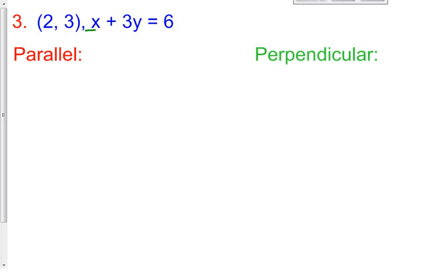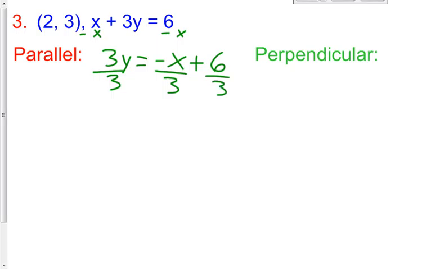First thing we do is we subtract the x. Minus an x, minus an x. So now we have only 3y on the left, and we have a negative x and a positive 6 on the right. And then we have to divide by 3. Tricky part on this one is you have to divide everything by 3. So make sure you do that to every single term. So y equals a negative 1/3 x plus 2.